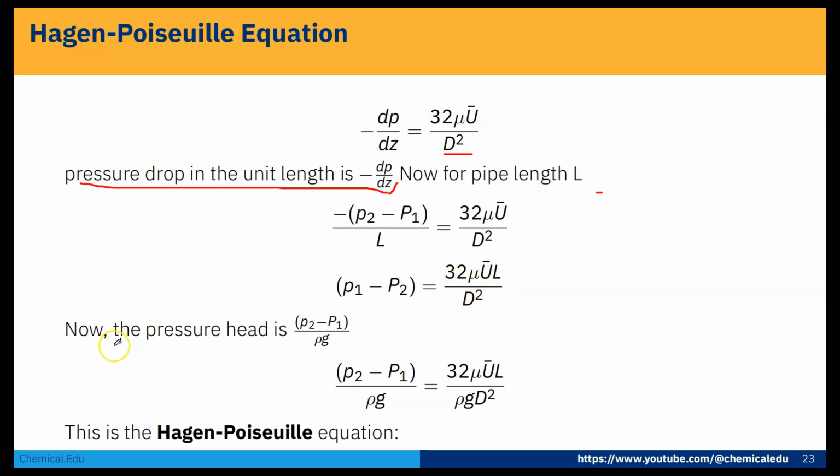Now the pressure head is nothing but (p1 minus p2) by rho g, so dividing both sides by rho g. So the pressure head loss h_f will be 32 mu u bar L by rho g D square. This is actually called the Hagen-Poiseuille equation. That's it. Thank you.